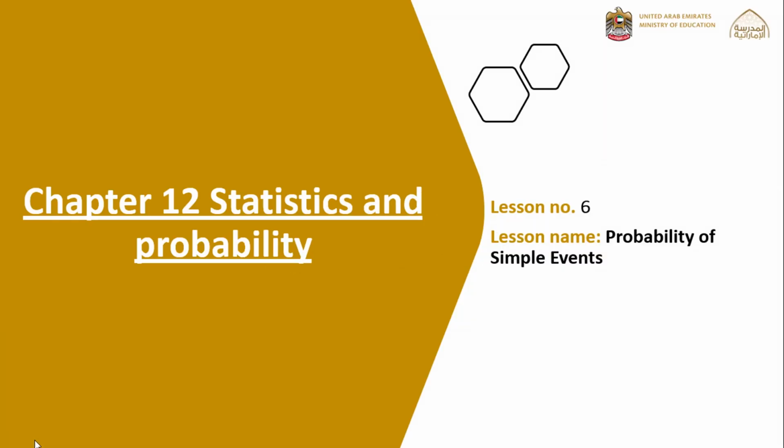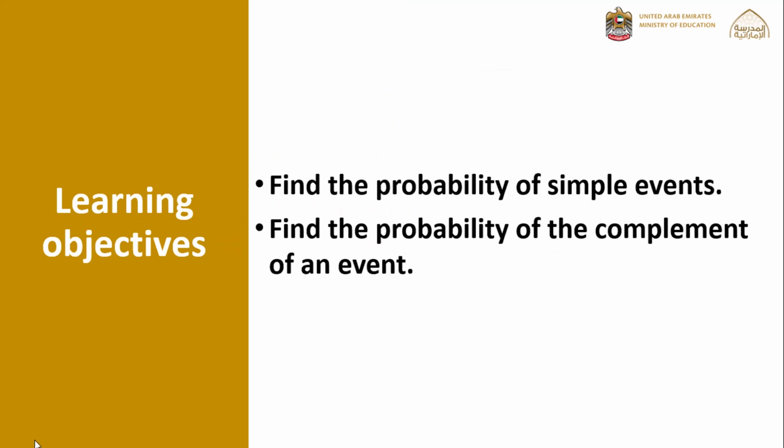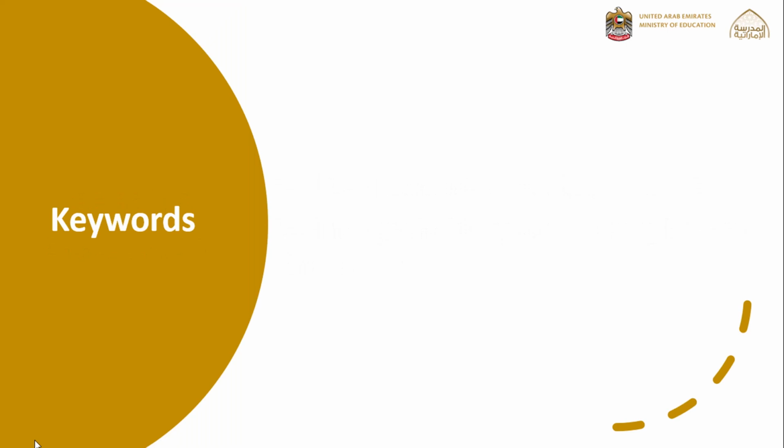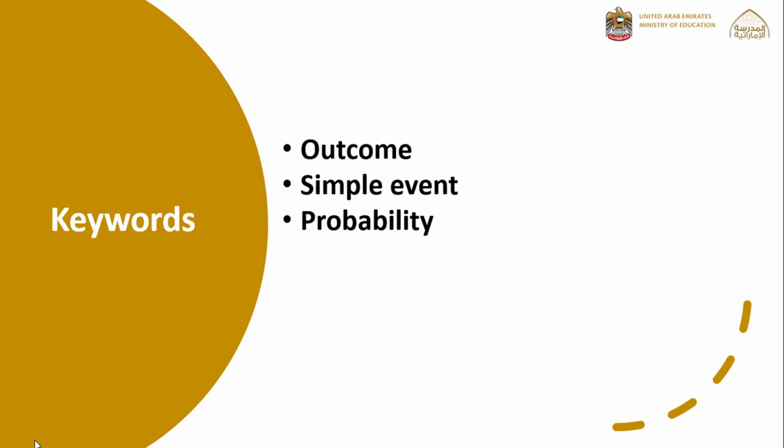Mathematics. Chapter 12, Statistics and Probability. Lesson 6, Probability of Simple Events. Learning Objectives: Find the probability of simple events. Find the probability of the complement of an event. Keywords: outcomes, simple event, probability, sample space, and complement.